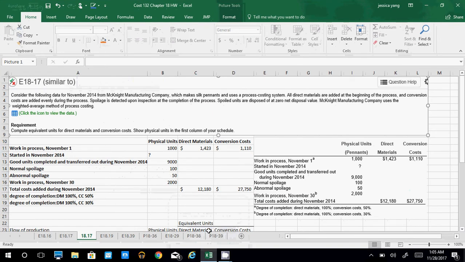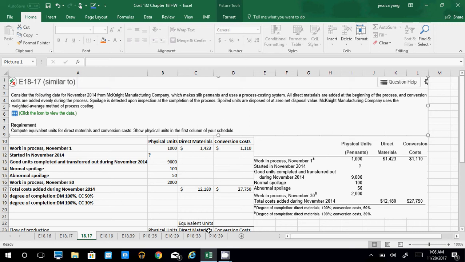In Chapter 18, Problem E18-17, we are given the following data for November 2014 from McKnight Manufacturing Company, which makes silk pendants and uses a process costing system.